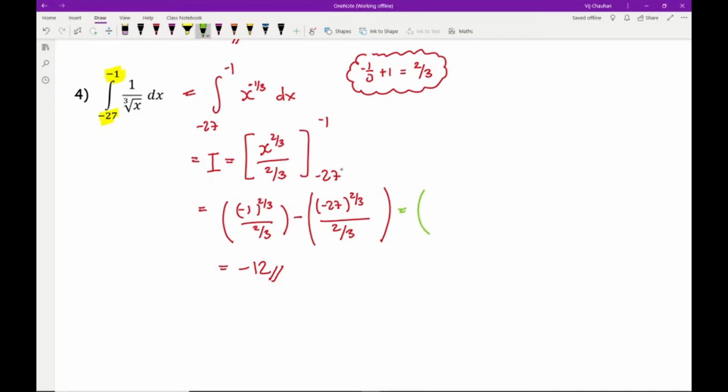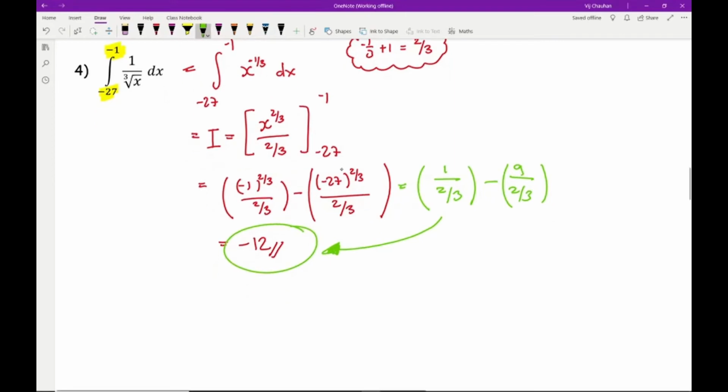What you could do is work out what (-1) to the power of 2/3 is going to be. So that's just going to be 1 over 2/3, and then that one's done, and then (-27) to the power of 2/3 gives you 9 over 2/3, and then once you've done that, we can simplify that further if need be, or type that into our calculator, but again you'll get the answer of minus 12. So let's move on to question 5.